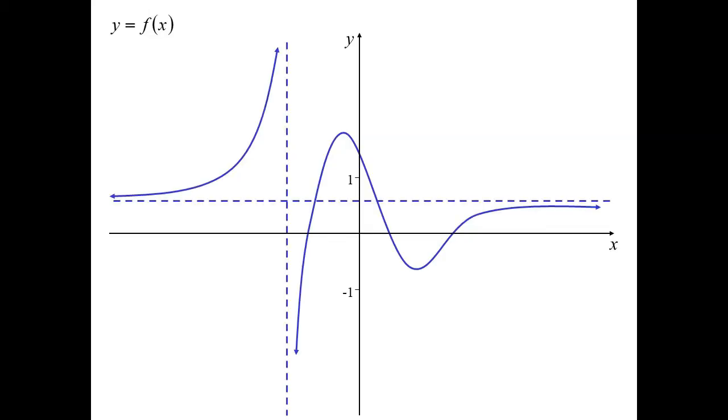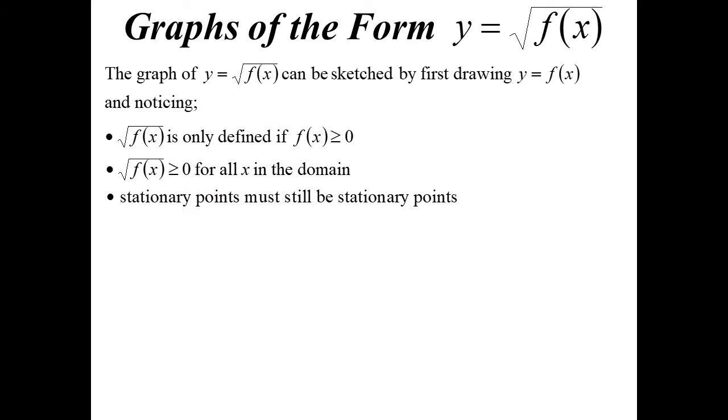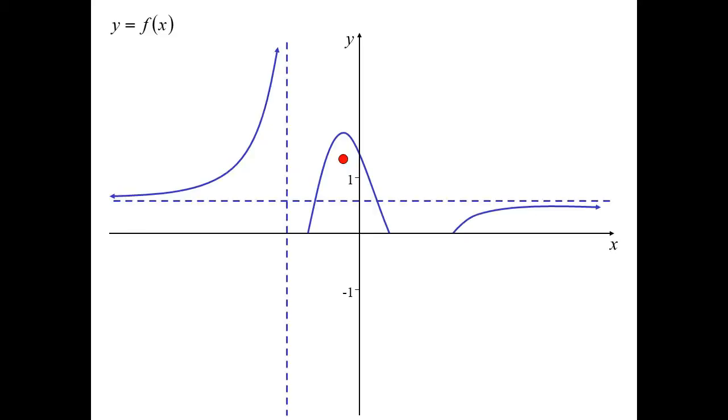So what do I start off with? There's a random graph. First thing I do is simply rub out anything that's below the x-axis, because you can't find the square root of negative numbers. So those x values are no longer in the domain. They've gone. Stationary points will still be stationary points. Yes, the y value might have changed, but same x value. So all right, we have a stationary point up there.